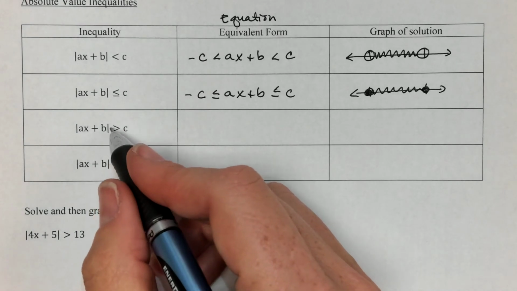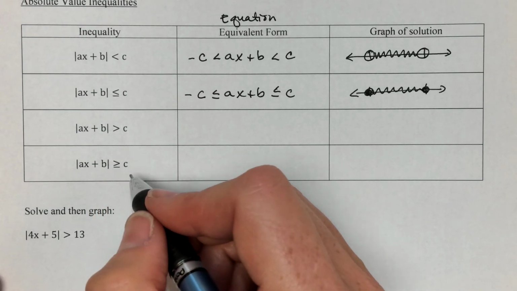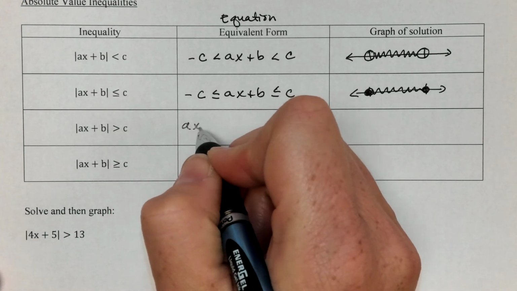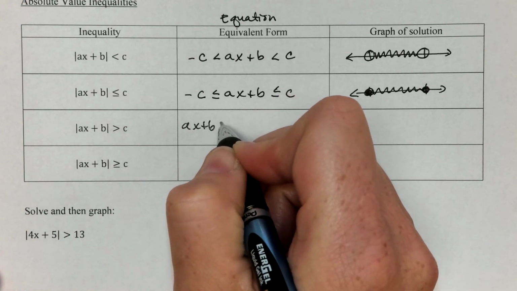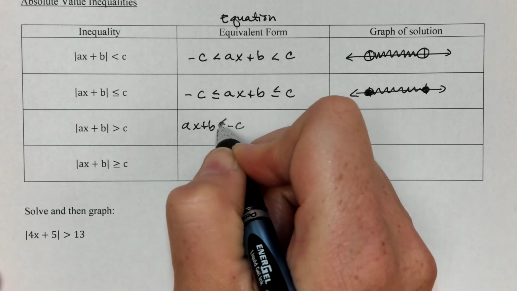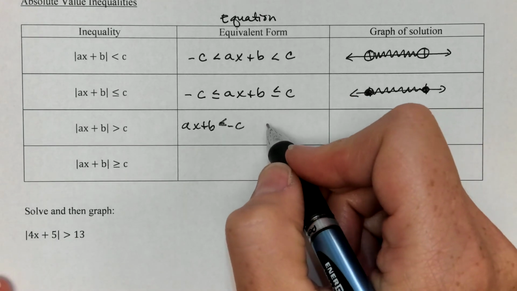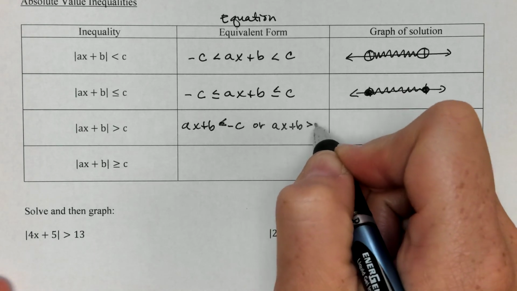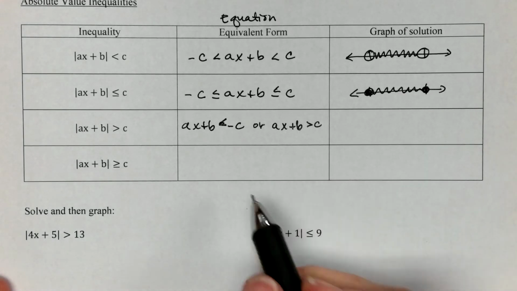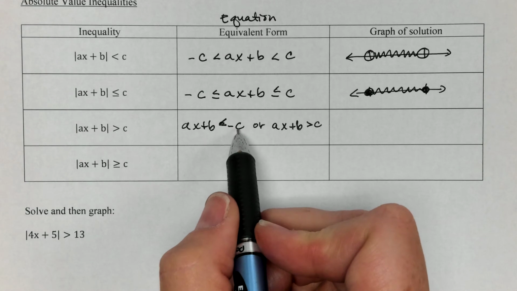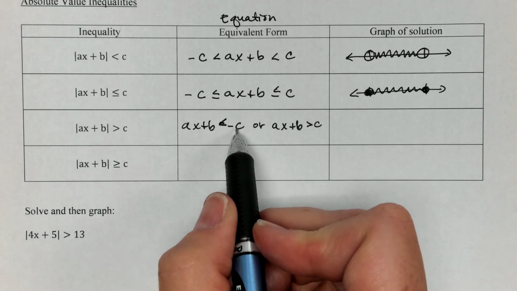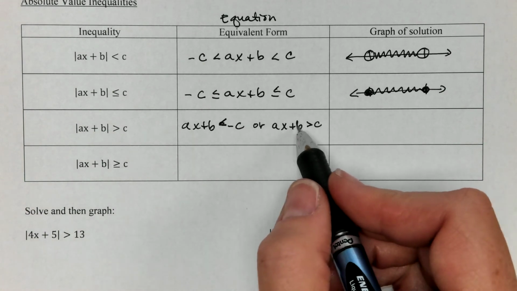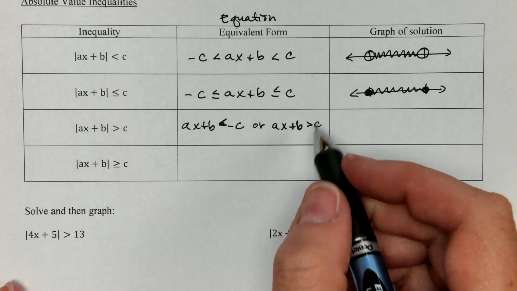Then you've got these two guys, and these are or statements. So when we're doing a greater than, we're going to do that ax plus b is less than negative c. We'll do the negatives first because we read left to right. Or you can have ax plus b being greater than c. So those two things can happen. Either you're less than this guy, because remember absolute value will turn you positive, and you're looking for things bigger than that number, or you're going to be greater than that number the way it is.